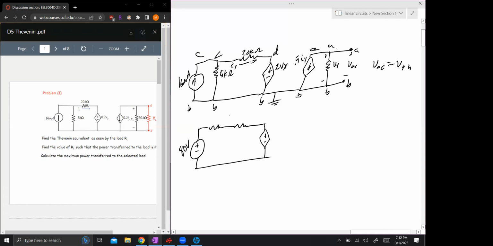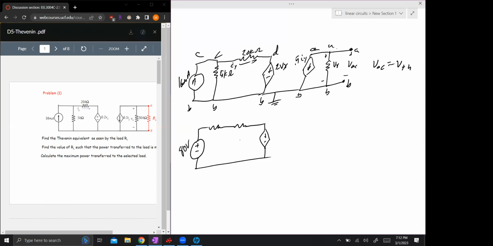Wait, but would the current be? Will we still have that IY current? I don't know. I don't think we will have that IY current. Because it's in series, we'd still have IY. I don't know about that. I think the current might be different.